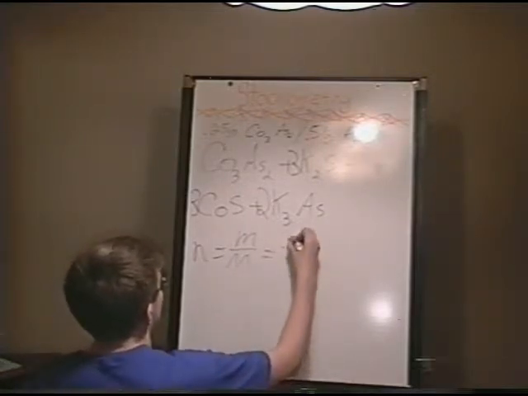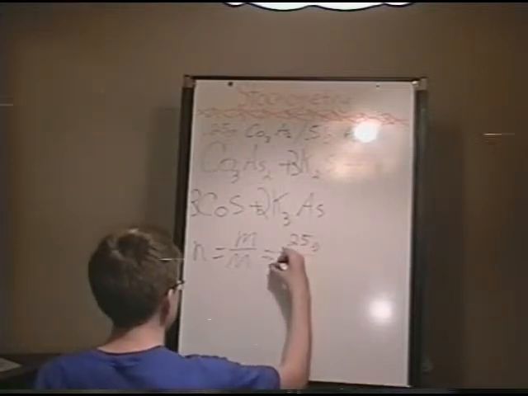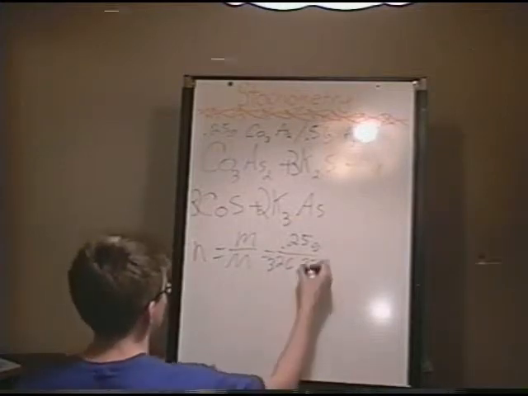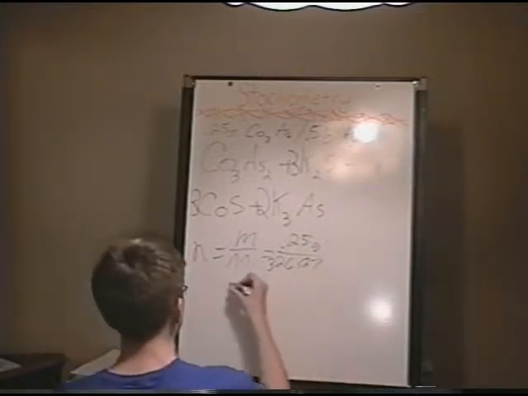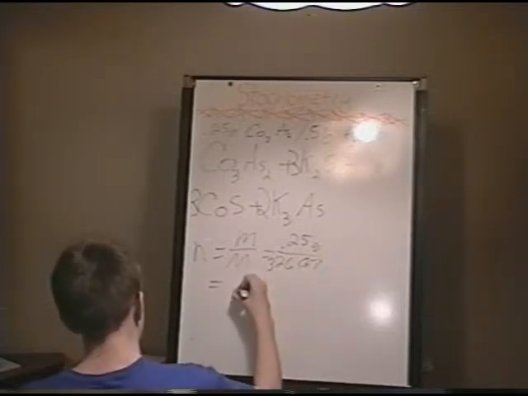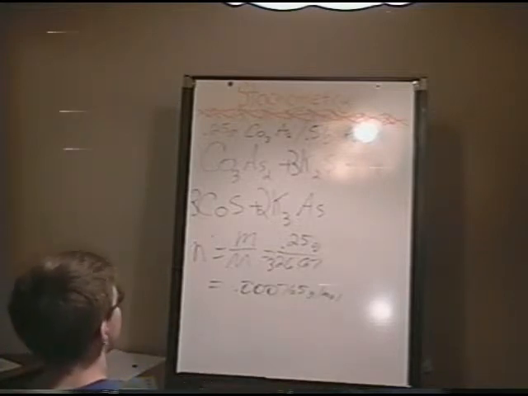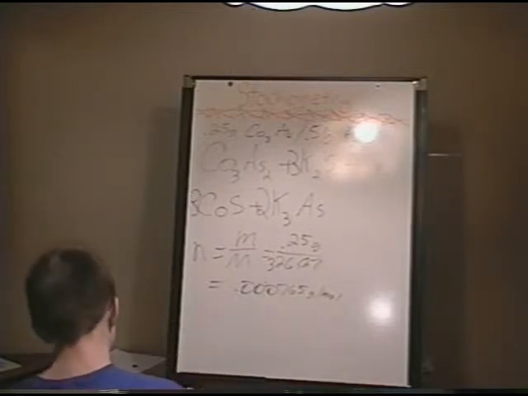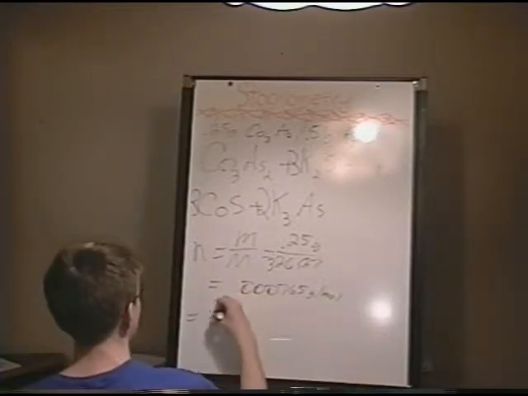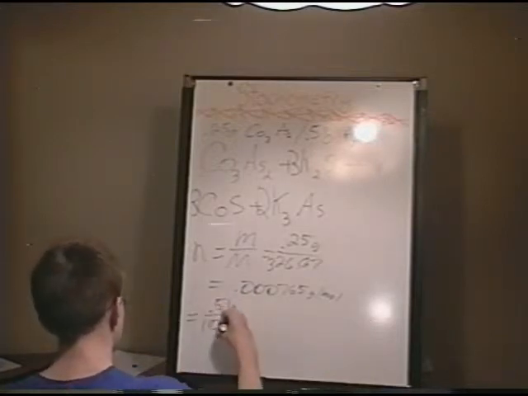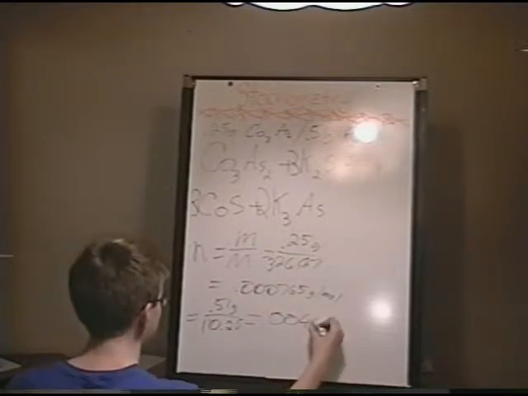which is then equal to 0.25 grams, and your molar mass of Co3As2 was 326.67. And that should add up to give you 0.000765 moles. And that's for Co3As2. Now, your moles of K2S equals mass over molar mass, which should be 0.51 grams over your molar mass of K2S, which is 110.26. And that should equal out to give you 0.00462 moles.